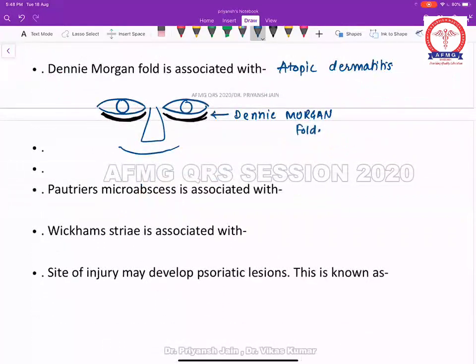This is the second abscess that we are talking about. Earlier we talked about Munro microabscess. Munro microabscess we discussed in psoriasis. Now we are talking about Pautrier's microabscess. Pautrier's microabscess is seen in mycosis fungoides.